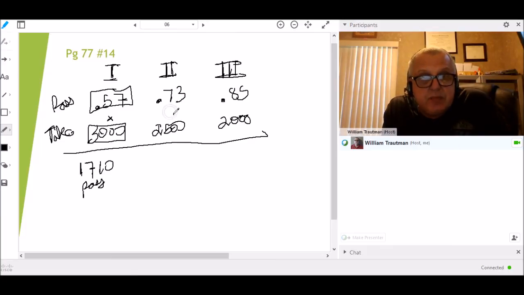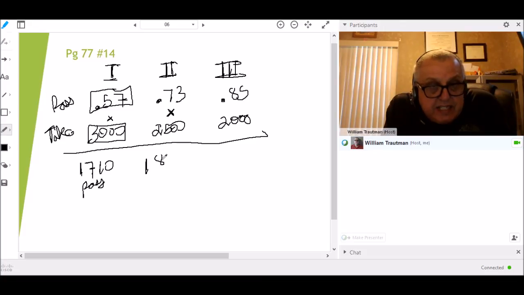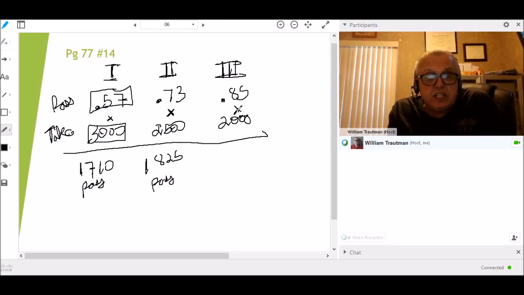So we're going to do the same thing here. How many people actually passed test 2? It doesn't tell us. It says 2,500 took it, but how many people passed it? 0.73 times 2,500, and if you look here, 1,825 people passed test 2. And we're going to do the same thing for test 3. 0.85 times 2,000, and I get 1,700 who passed the test.